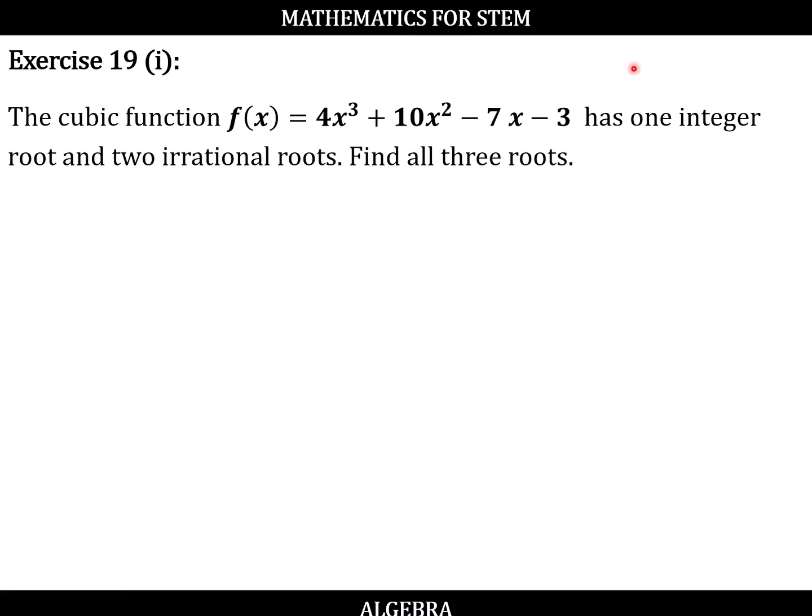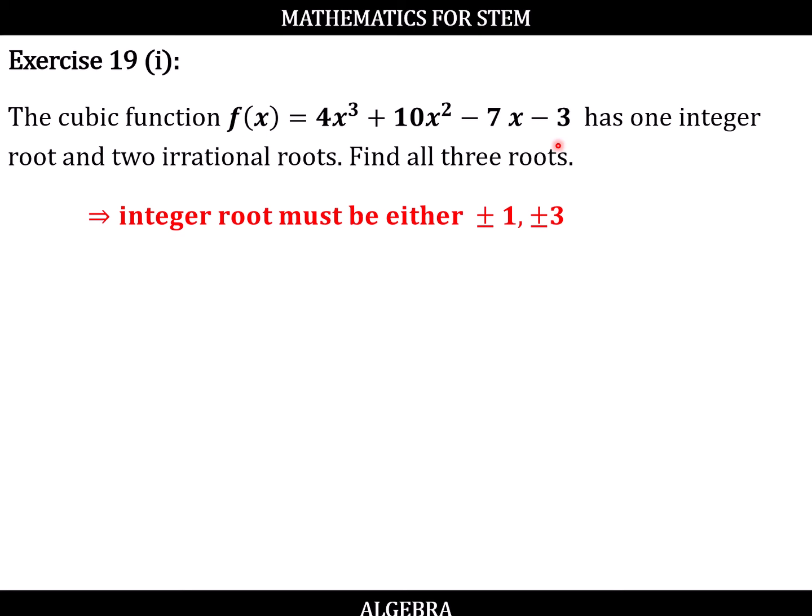The factors of minus 3 are the numbers that divide into minus 3, the positive or negative whole numbers. So we've got plus or minus 1 or plus or minus 3. So the integer root has to be one of these four numbers.